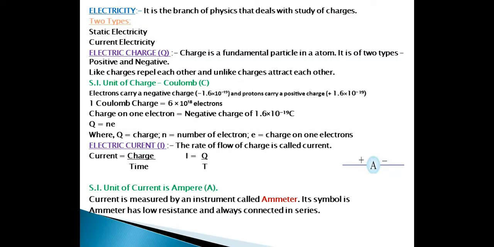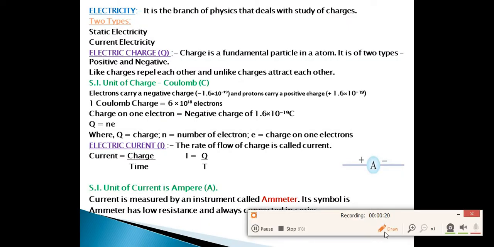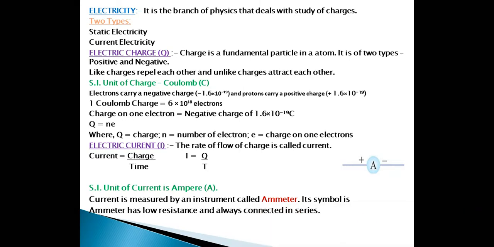So first of all, we will read what is electricity. Electricity is the branch of physics which deals with the study of charges. What we have to read in electricity, we have to read about the charges, and there are two types of electricity: static electricity and current electricity. About this chapter you are going to read in your plus 2 when you go to 11th and 12th standard. Over there the same chapter is there, but you'll read it in detail.